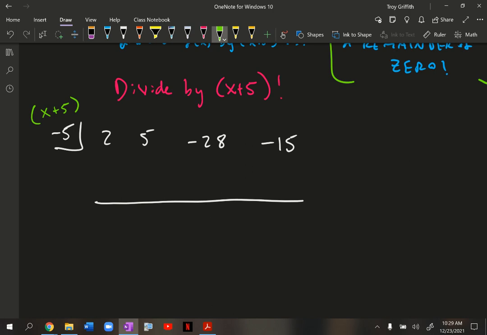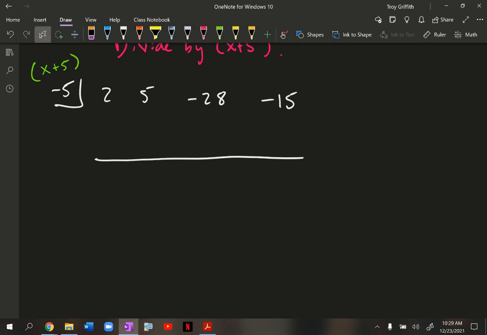And we'll talk about what to do from there when I am finished with my synthetic division. So let's go ahead and give this a shot. I'm going to bring down this 2. 2 times -5 is -10. Add in the middle, I get -5. Multiply by the box. -5 times -5 is 25. Add them, I get -3. -3 times -5 is 15. And as I expected, I got a remainder of 0.